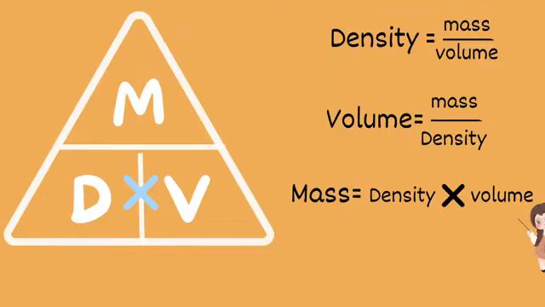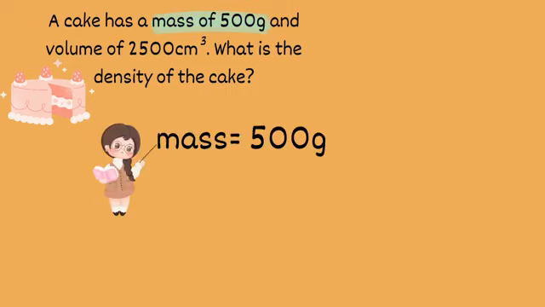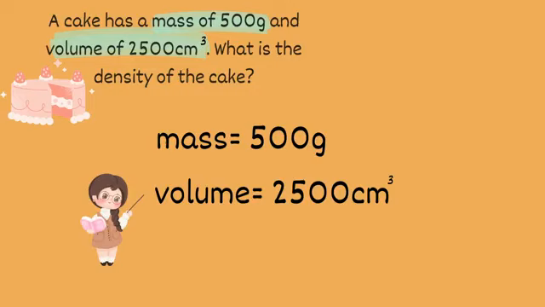The best way to understand the concept is, of course, by practicing. So let's get to it. Our first problem says we have a cake with a mass of 500 grams and a volume of 2,500 cubic centimeters. What is the density of the cake? Well, we're given the mass of 500 grams and we're given the volume of 2,500 cubic centimeters.